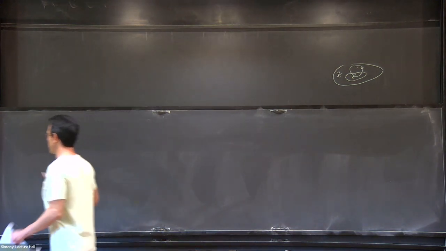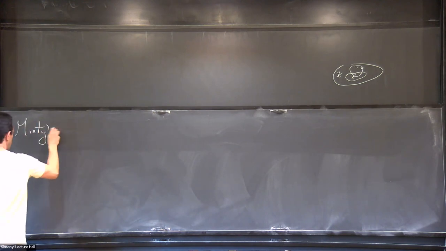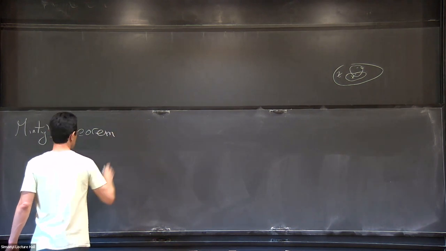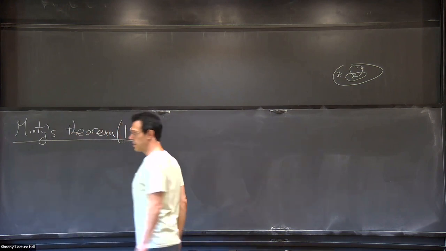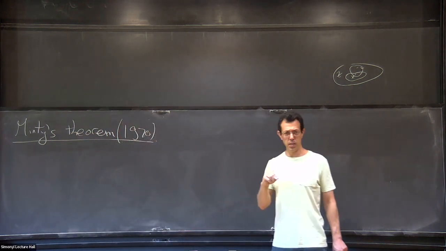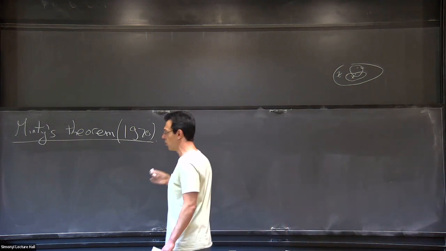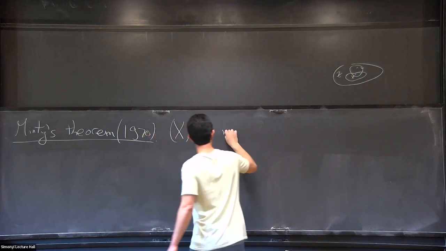There is a theorem which just follows from what we did, called Minty's theorem, from 1970, which says that if instead of Lipschitz you look at Hölder functions, it's the same. So you can always extend Hölder functions. So (X, d) is a metric space.